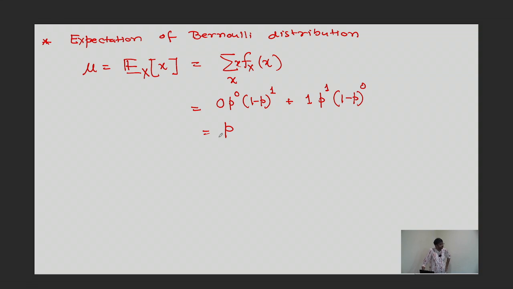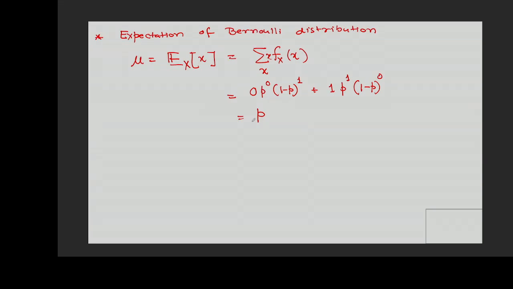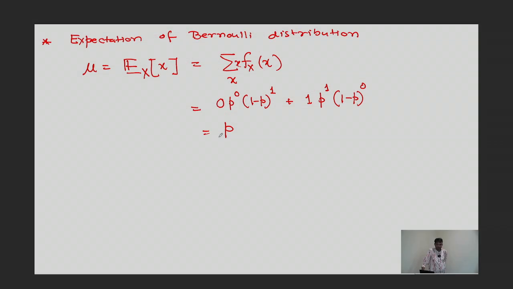What will be the second moment in this case? I'm not asking about variance. Not sigma x square, that is variance. I'm saying summation of x square f(x), the second moment. So what will that be? 0 square multiplied by p to the power 0, (1 minus p) to the power 1, plus 1 square, which is 1, and then p.